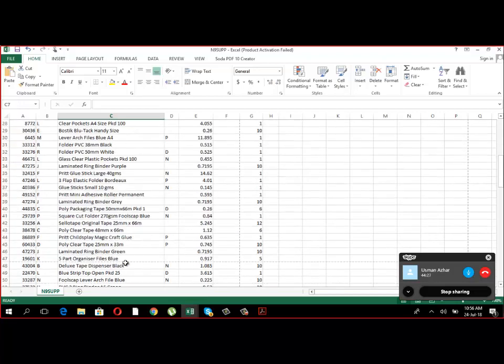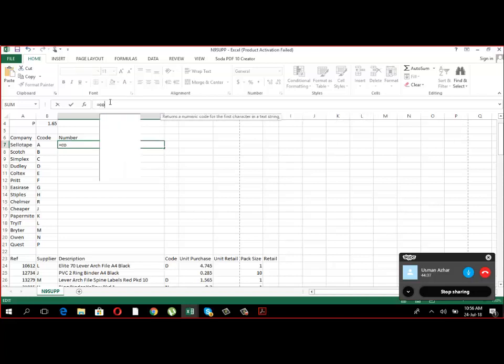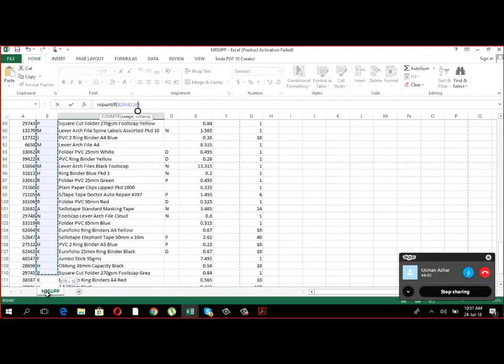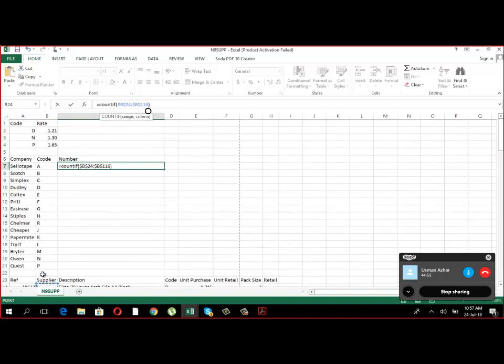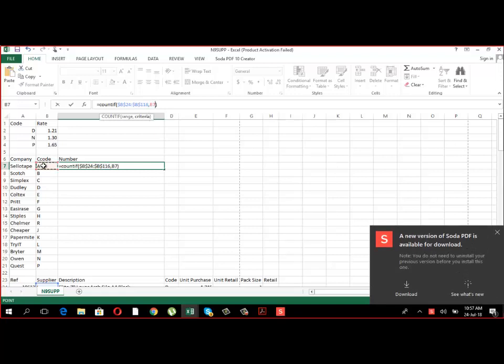which matches, to count how many times A is appearing, how many times B is appearing, which matches B7. Here you go. You gave me the B7 answer. Exactly. So COUNTIF. First, I want the range. My range is this. Is this not the range? Yes. So I have to make it F4. Then comma, the criteria, and this is the criteria.